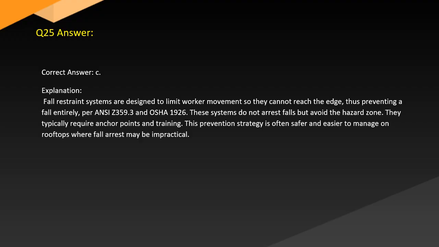Answer. Correct answer C. Explanation. Fall restraint systems are designed to limit worker movement so they cannot reach the edge, thus preventing a fall entirely per ANSI Z359.3 and OSHA 1926. These systems do not arrest falls but avoid the hazard zone. They typically require anchor points and training. This prevention strategy is often safer and easier to manage on rooftops where fall arrest may be impractical.